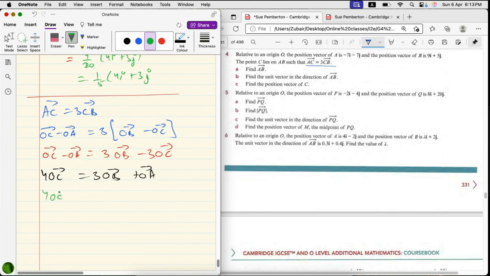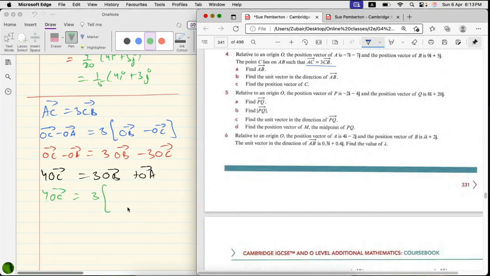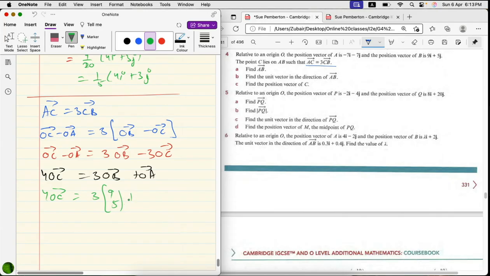So 4 times OC, 3 times OB. OB is 9, 5. OA is minus 7. So OC is equal to 1 by 4 of 3 times (9, 5) minus (7). I'm using a calculator. 3 into 9 minus 7 is 20. 3 into 5 minus 7 is 8. 20 by 4 is 5. 8 by 4 is 2.